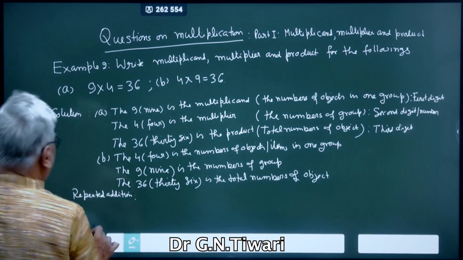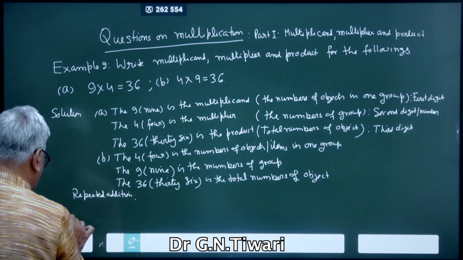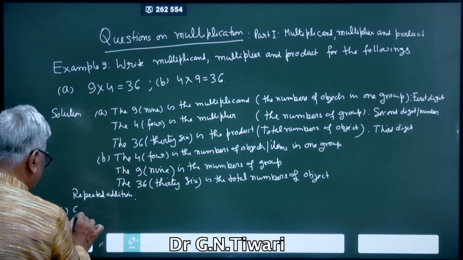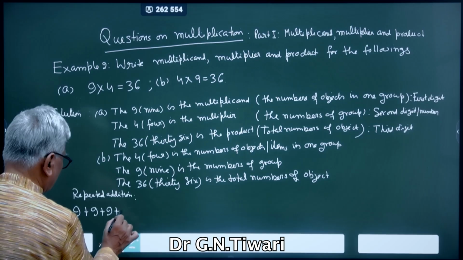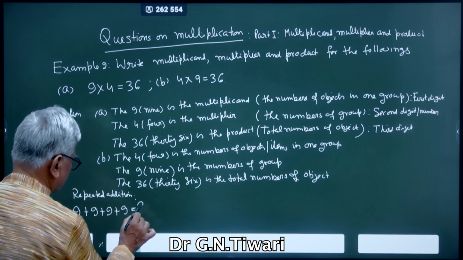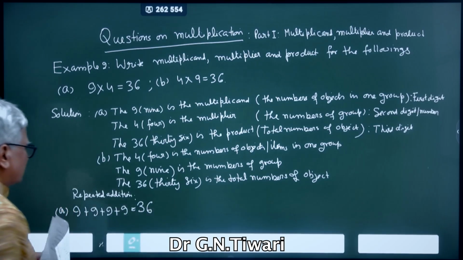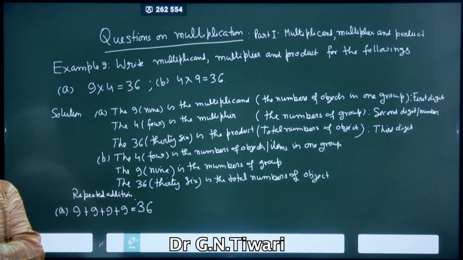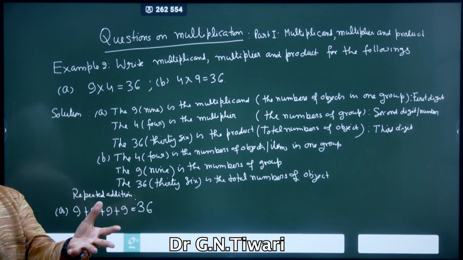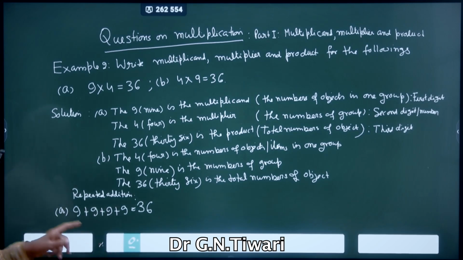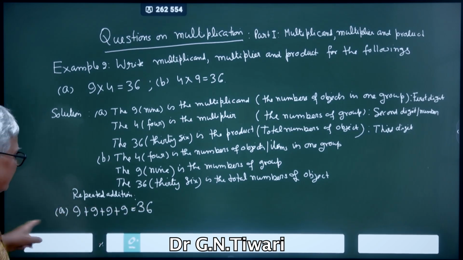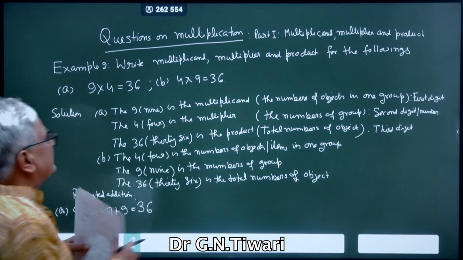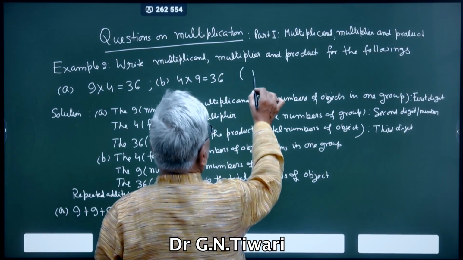Just say A. 9 plus 9 plus 9 plus 9 is equal to 36. Suppose you have 4 buckets, or 4 balti, and in each balti there are 9 mangoes. So that is how you can say repeated addition. And these are the multiplication facts.